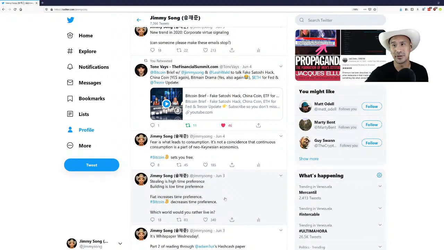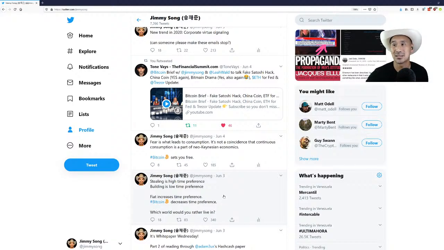Stealing is high time preference, building is low time preference, fiat increases time preference, Bitcoin decreases time preference. Which world would you rather live in? So time preference is a major thing about civilization. The lower time preference we have, the more we build for the future. And I want to see stuff like Bitcoin take hold so that everyone has lower time preference and we build civilization and good things again.